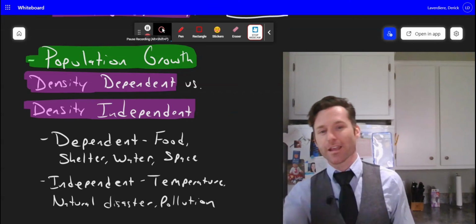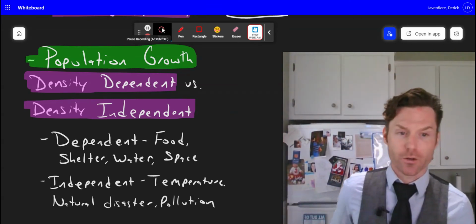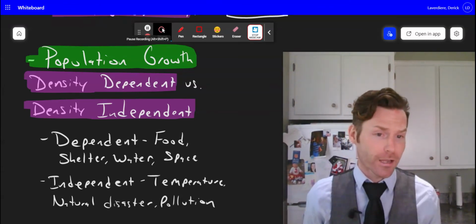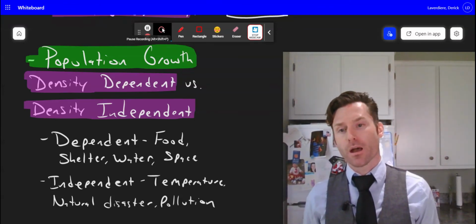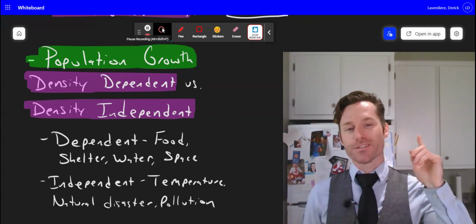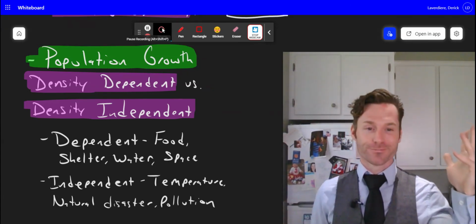Okay? So things like natural disasters fall under this category. Pollution falls under this category because you're poisoning all the organisms. They're going to die, right? So yeah, population growth, density dependent versus density independent.